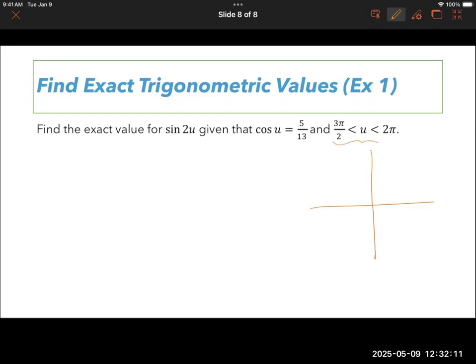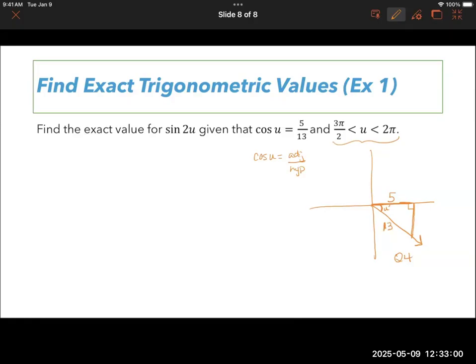So I know that I'm in the fourth quadrant. So I've got some terminal side that comes down this way. And if I made a right triangle out of that, this would be my angle. So this would be the reference angle for u. And cosine being adjacent over hypotenuse means that I know that this side, the adjacent side, would be the +5, because I went to the right here, so that's positive. And my hypotenuse is going to be a 13.